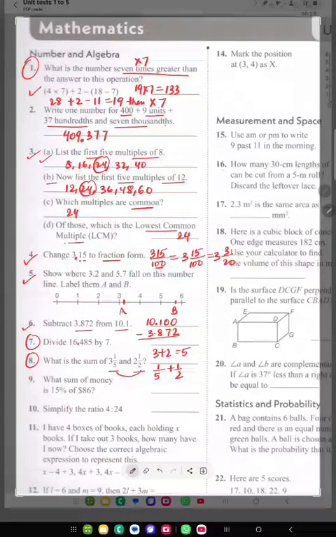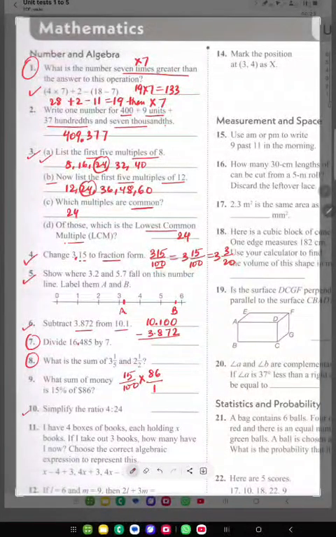What sum of money is 15% of 86? Okay, question 9. What sum of money is 15%? So 15% means 15 out of 100, means out of 100. Of means times 86 over 1. So you can multiply 15 and 86 and then do the decimal point.